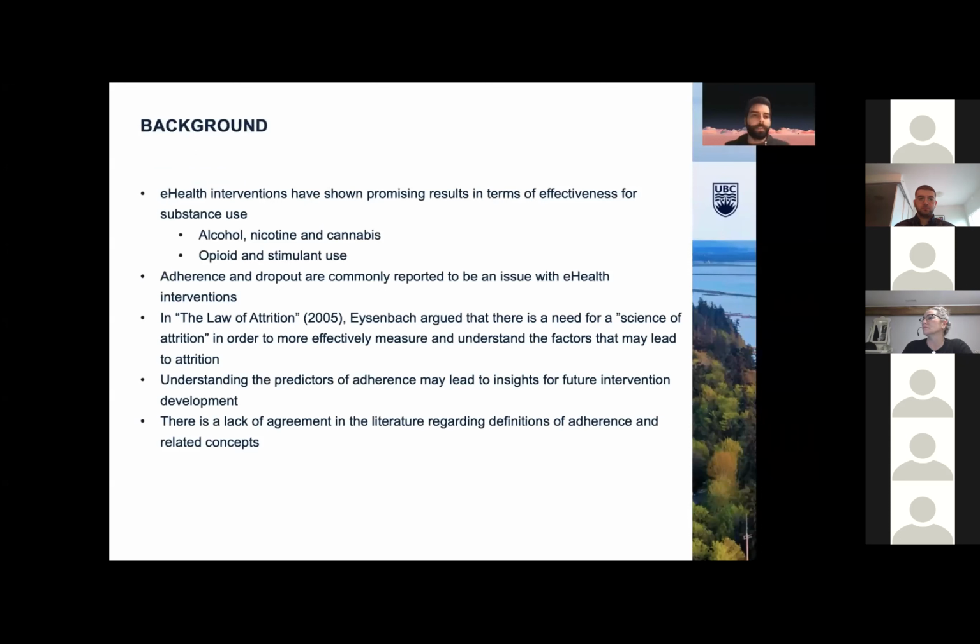So let's get into the topic. First, I want to talk a bit about the background and the current literature. So as most of you probably know, e-health interventions have shown promising results in terms of their effectiveness for substance use disorders. The majority of studies that are actually out there focus on alcohol, nicotine, and cannabis use. There's a few studies that focus on opioid and stimulant use, but I haven't come across any reviews, for example, in that domain.